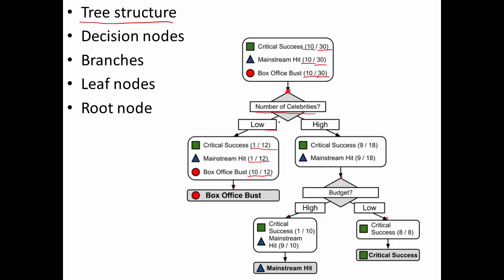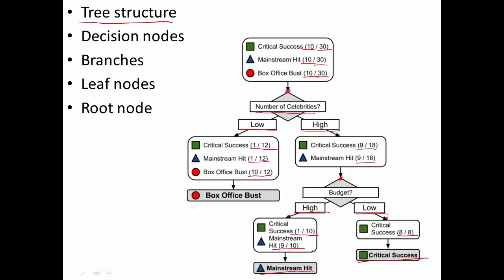Now, it finds that if the number of celebrities is high, then we have to look further. We're still left with 9 critical successes and 9 mainstream hits. So now we have to look at the budget, and the budget can either be high or low. If the budget is low, then we're quite well off. We classify all those 8 with low budget as critical successes. When the budget is high, we're in a fine situation as well. We got 9 mainstream hits and 1 critical success that was wrongly classified, and these are mainstream hits.